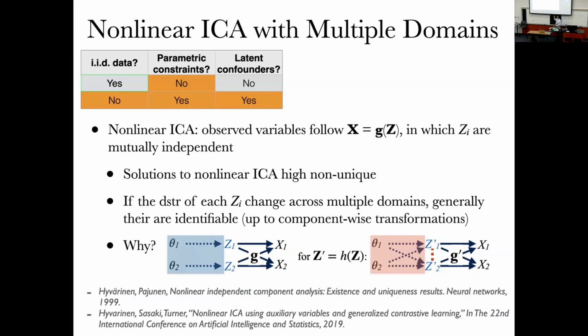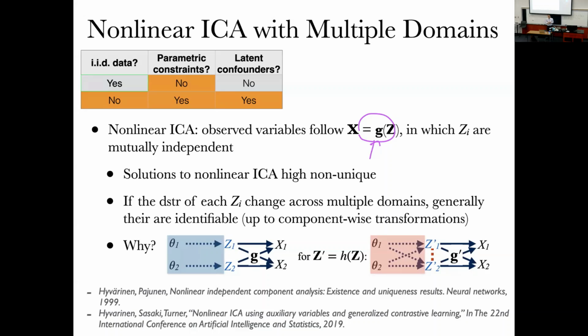Then if you have enough domains, and if you assume that the mixing procedure in ICA, this G function, the mapping from the underlying independent variables to the observed variables, is fixed, then you can estimate each of those independent sources up to a trivial component-wise invertible transformation. That means you can recover each of them without much difficulty.